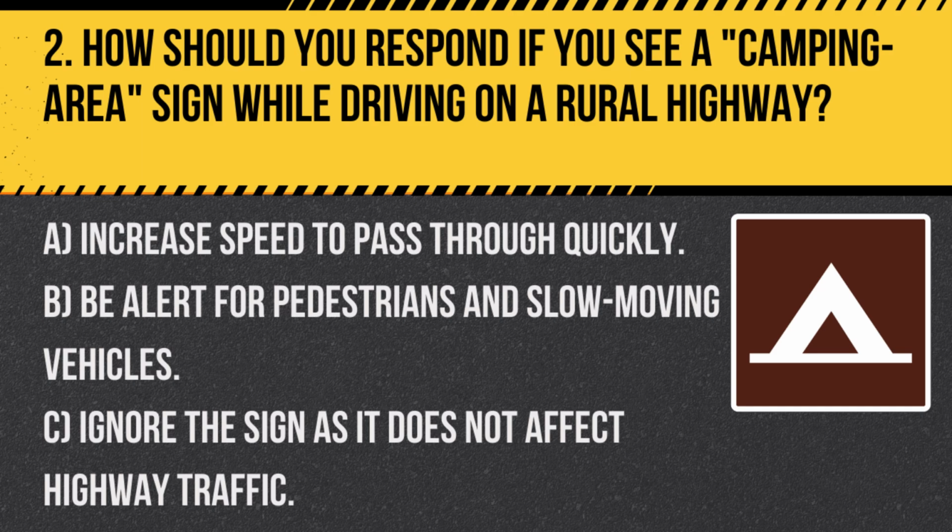Question 2. How should you respond if you see a camping area sign while driving on a rural highway? A. Increase speed to pass through quickly. B. Be alert for pedestrians and slow-moving vehicles. C. Ignore the sign as it does not affect highway traffic.